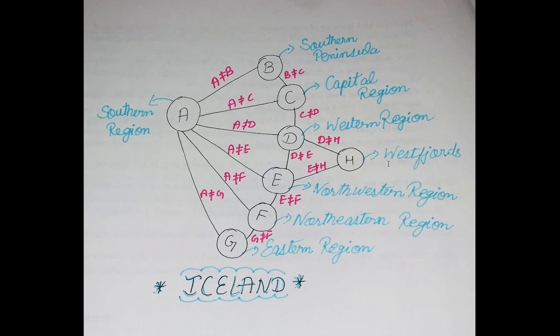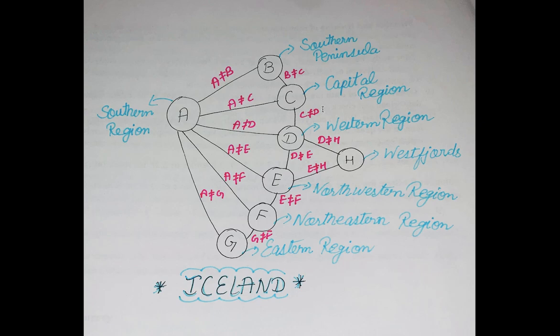As per my understanding, I've also simplified the constraints. So A and B cannot have the same color. A and C cannot have the same color. So did A and D, A and E, A and F, and A and G. They cannot have the same color. So Southern Region cannot have the same color as B, C, D, E, F, and G regions. But H region is not a neighbor to A, so they might have the same color.